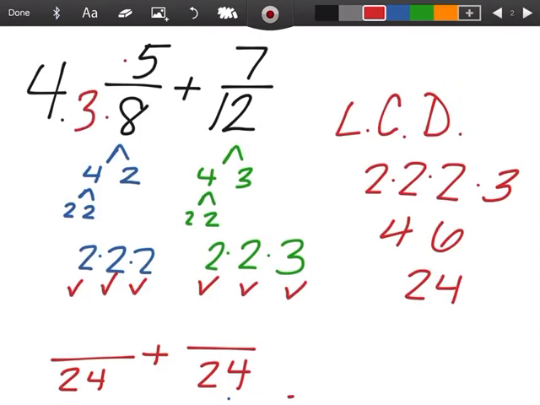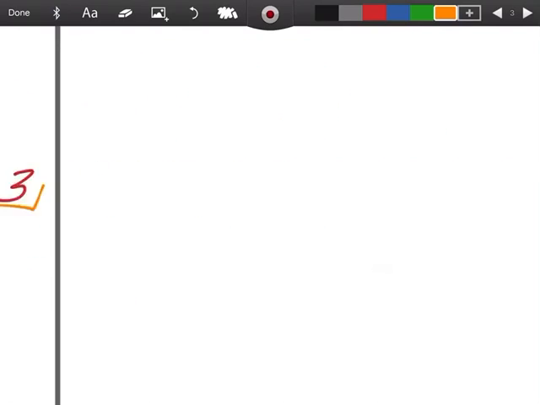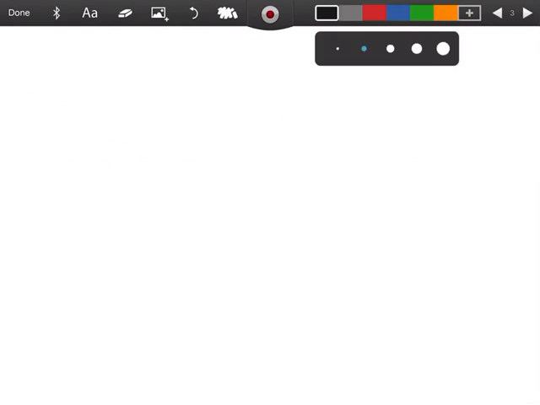And so I would multiply this by 3. I would go about my business. I'd add. I'm not going to finish this problem, or I might as well. 29 over 24. So getting the least common denominator can be found by figuring out what all the factors are for each denominator. And that's a process that we're going to use for these fractions.